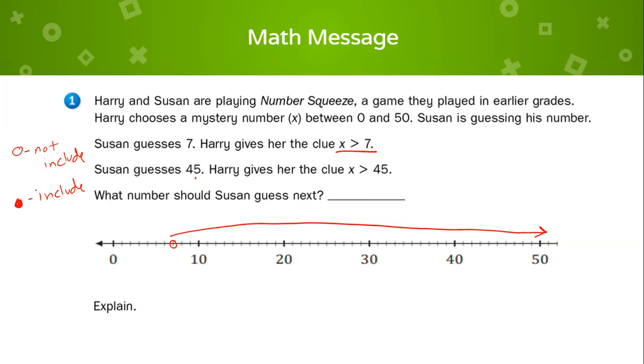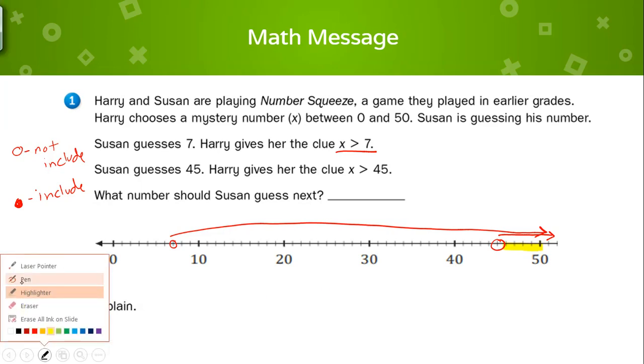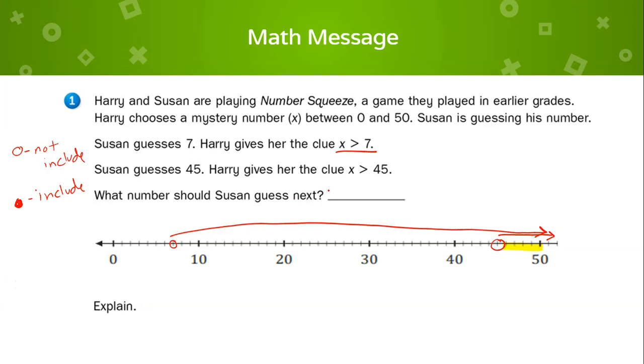Susan guessed 45. And Harry gives her the clue that x is greater than 45. Okay, this eliminates a lot of numbers. So once again, I don't want to include 45, so I'm going to use an open dot. I'm going to find the number 45: 41, 42, 43, 44, 45. I'm going to put an open dot there. And I want numbers greater than 45. And so I know now, after the two clues, that all of the possible answers are the ones here between 45 and 50. And so it says, what number should Susan guess next?